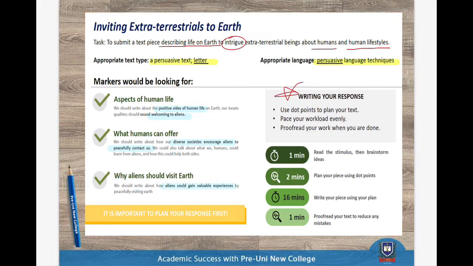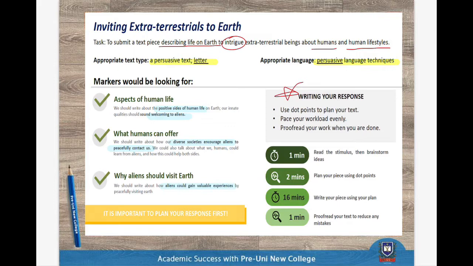You need to pace your workload evenly, so don't spend too much time writing the introduction and then run out of time for the middle part, or actually elaborating on examples and then forgetting to put a conclusion. That's inconsistent writing, and the marker will pick it up and you will also lose marks. So pace your work evenly, prioritize where you will put each information.